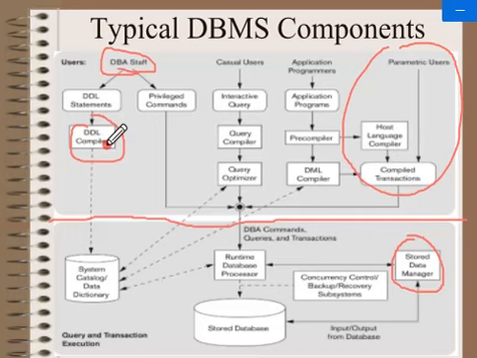So what will the DDL compiler do? The DDL compiler processes schema definition. You know by this time what a schema is. Schema is nothing but the description of the database. It is basically metadata. It will process the schema definition specified in the DDL statements.